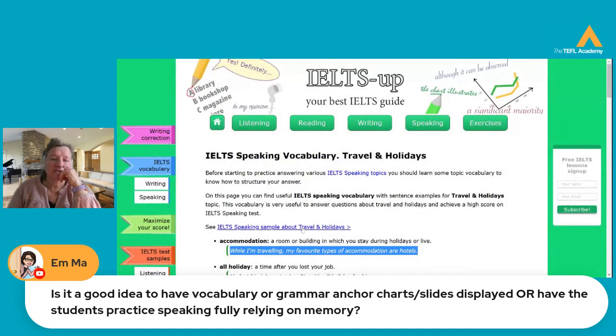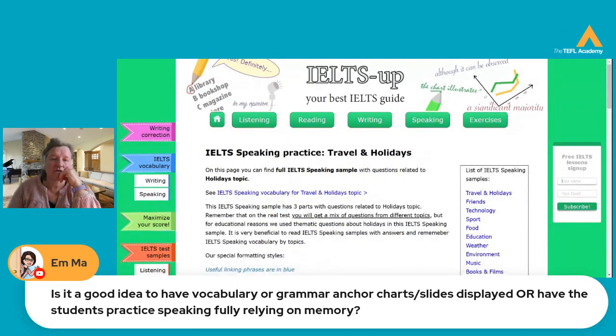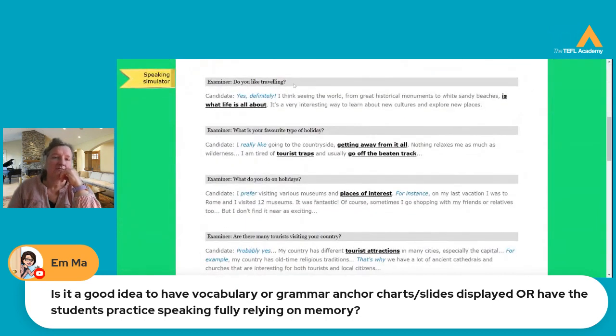And here's also an example about travel and holidays. Do you like traveling? Yes, definitely. I think seeing the world, etc. And notice if it's an idiom, like "what life is all about," it gives you the explanation. Except "sense" is misspelled, but you've got to take it with a grain of salt. But it gives you these examples. And then once the students have seen the examples, okay, now it's your turn. Do you like traveling? And I will ask them to use some of that vocabulary if they can. If they cannot, that's okay.